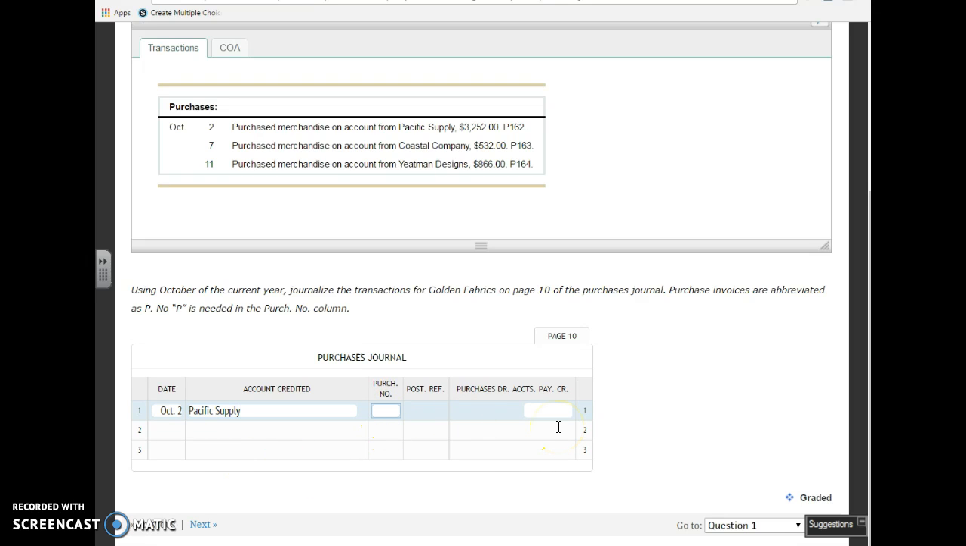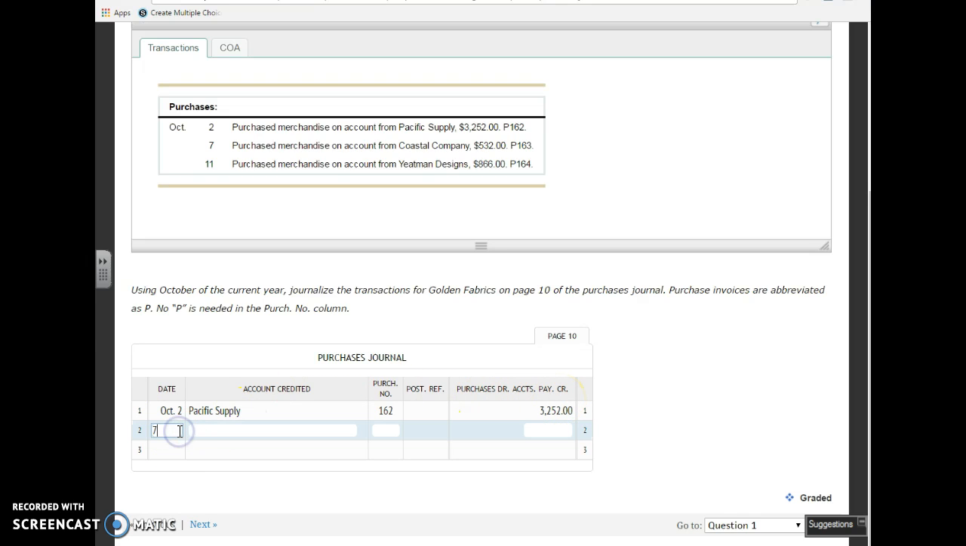Our purchase number, all we have to put is 162. We do not have to put that P. And the reason we don't have to put that is because anything that goes onto a purchases journal is coming from that purchase invoice. So I don't have to repeat myself again. Now we're going to go ahead and put the amount as $32.52. Again, this amount will debit purchases, credit accounts payable.